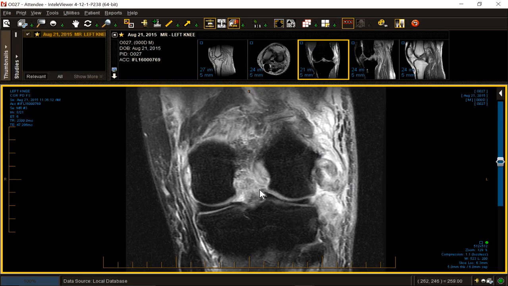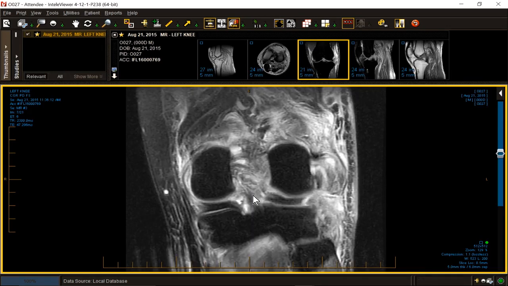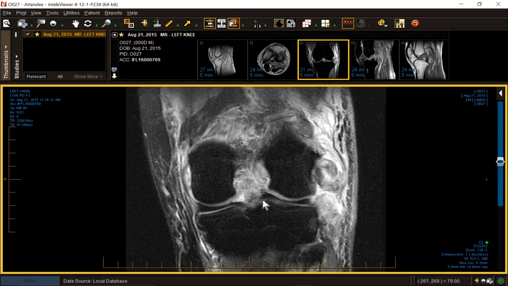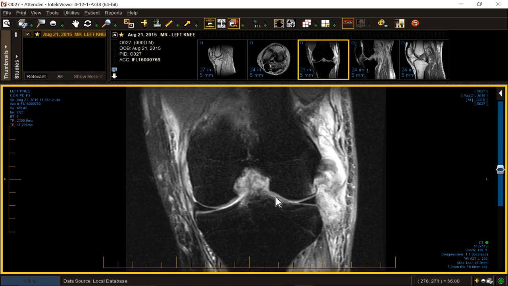How about the anterior cruciate? It's gone. How about the posterior cruciate? It's gone. How about the meniscal root ligaments? They're present. There's one, there's the other. Let's keep going, shall we?